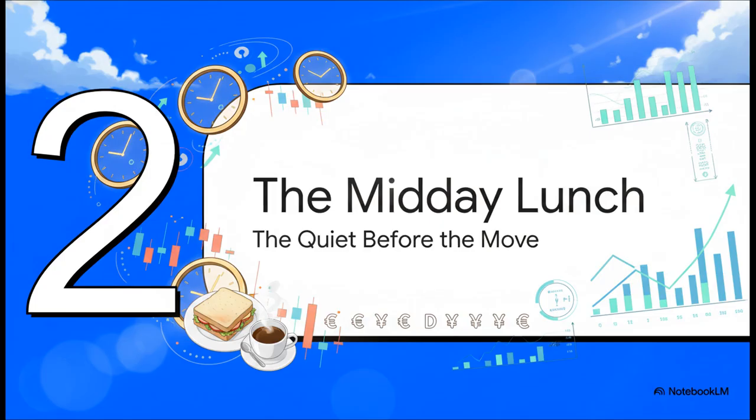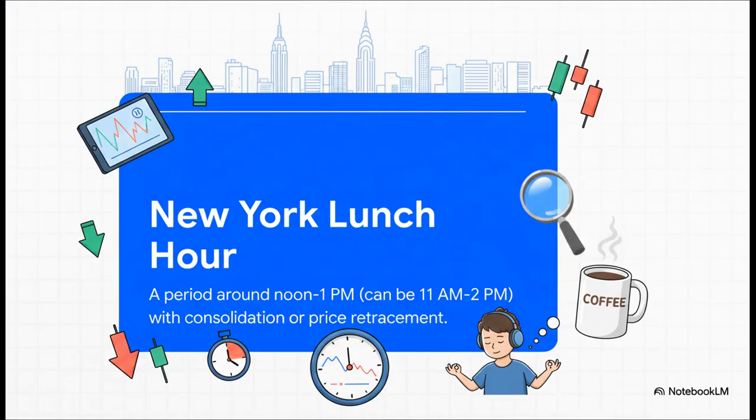But hold on. Before we jump into the afternoon action, there's this really important transition period we need to understand. Let's talk about the midday lunch hour. The New York lunch hour. This is usually that quiet time between about noon and 1 p.m. It's when you typically see price just kind of go sideways in a consolidation or maybe pull back a little bit. Now, ICT is quick to point out that this isn't set in stone. If the morning was super volatile, lunch might be quick. If it was a slow morning, this lull could drag on from 11 a.m. all the way to 2 p.m. The main point is, you should expect some kind of pause before the PM session really gets going.